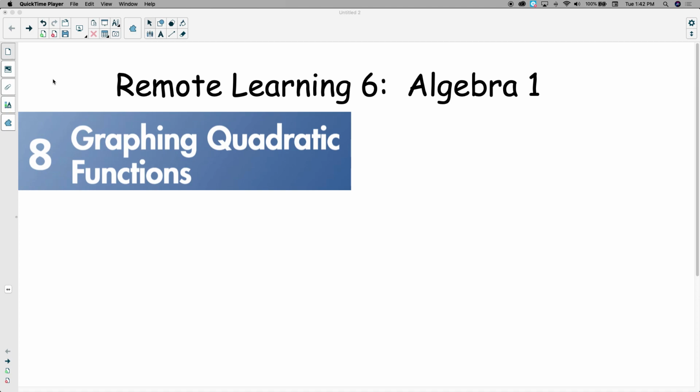Okay, my Algebra 1 friends, welcome to Remote Learning 6. And today we are going to rather significantly change what we've been doing. So, we have been doing a lot of factoring, all sorts of factoring.